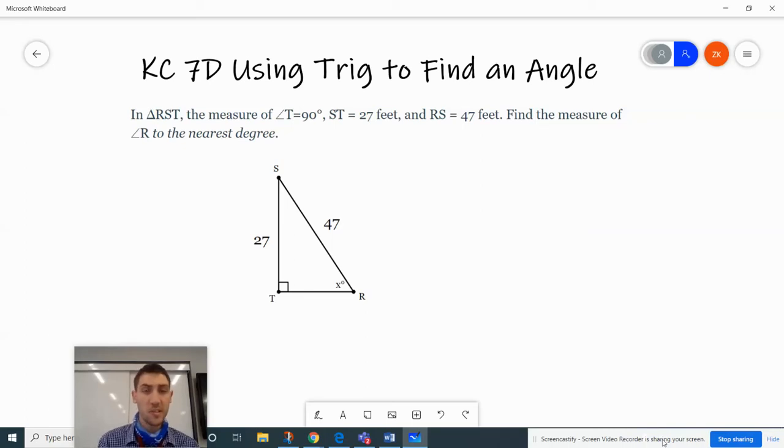Hello everyone, here's another example. We have KC7D using trig to find an angle this time. So I feel that finding an angle is actually easier than finding a side.